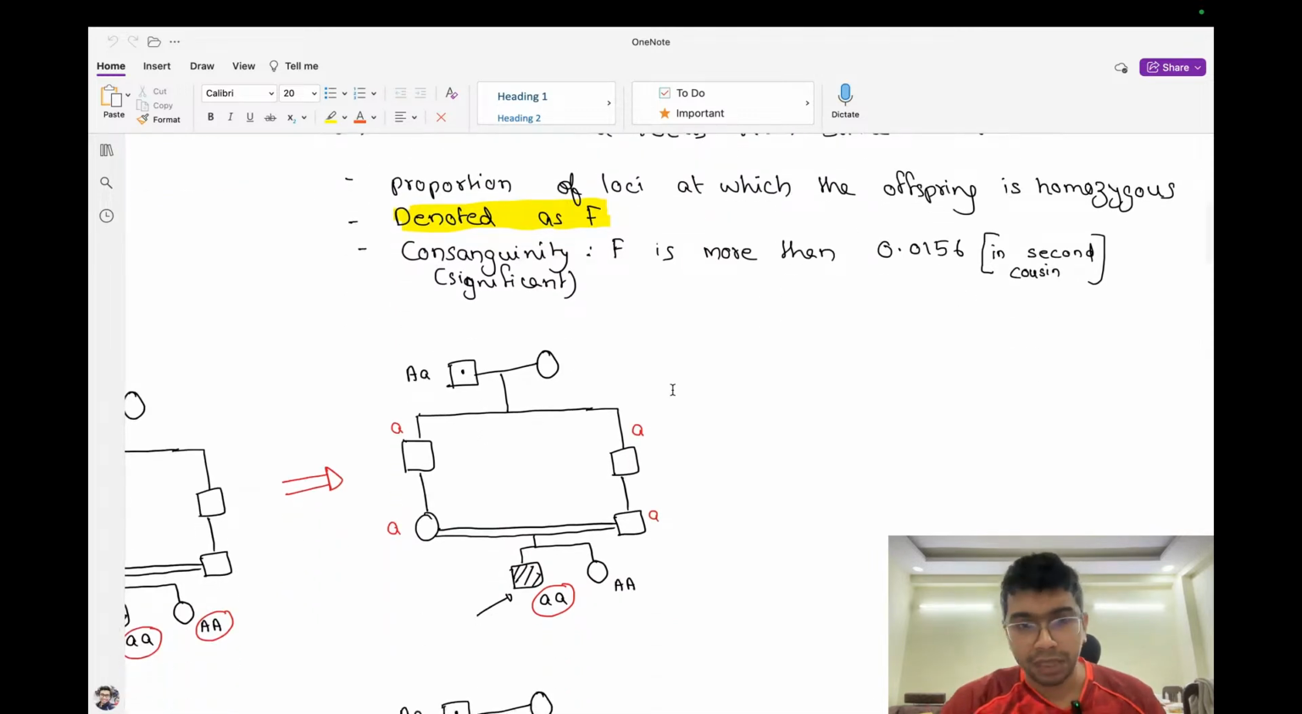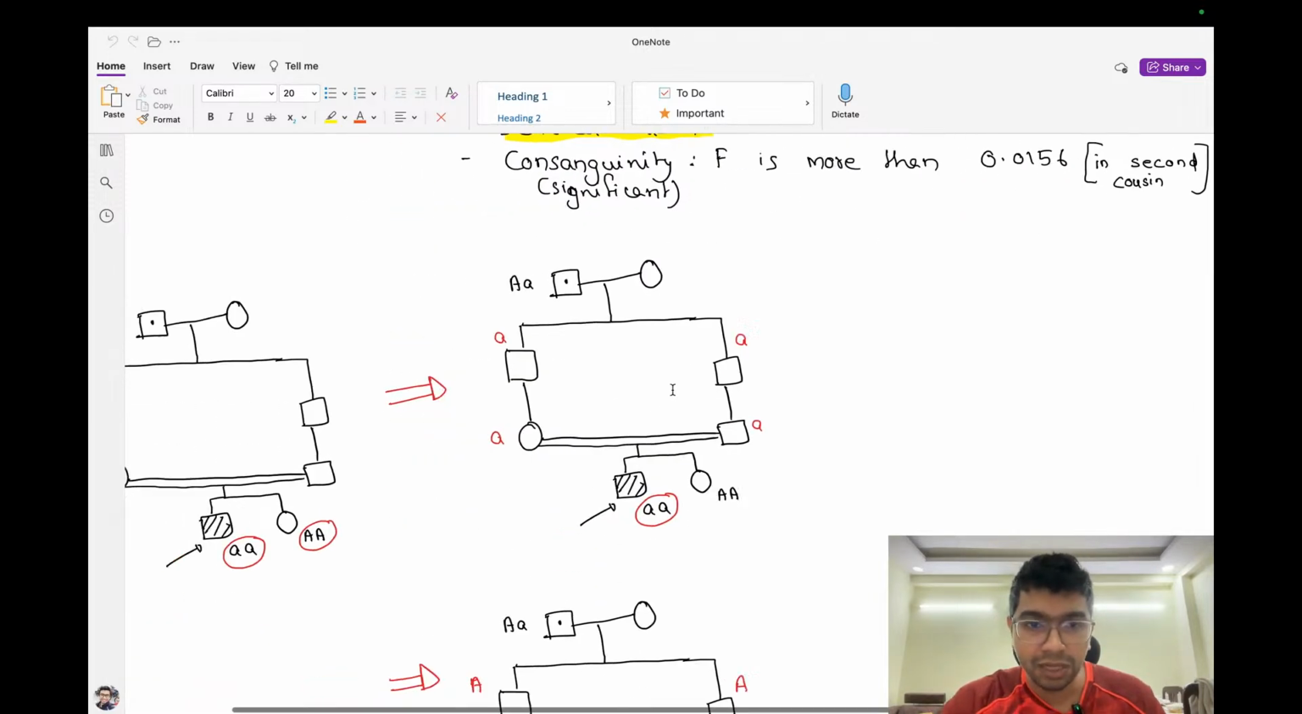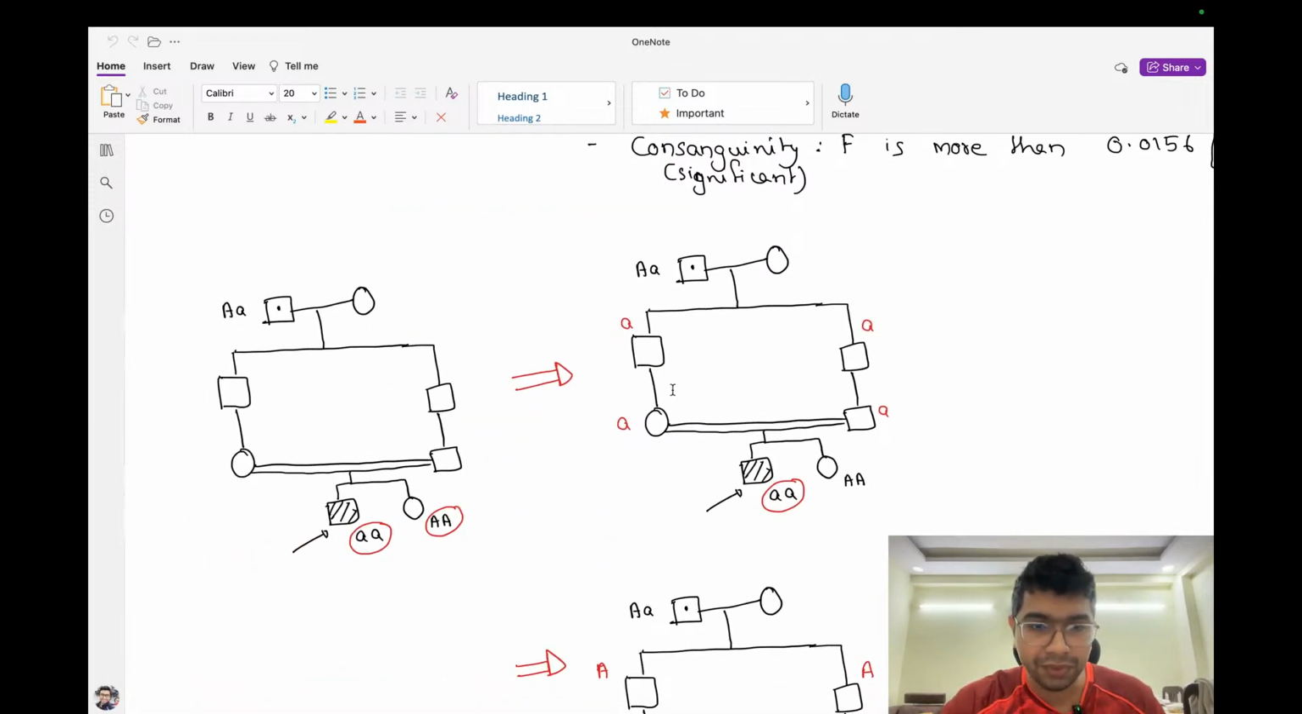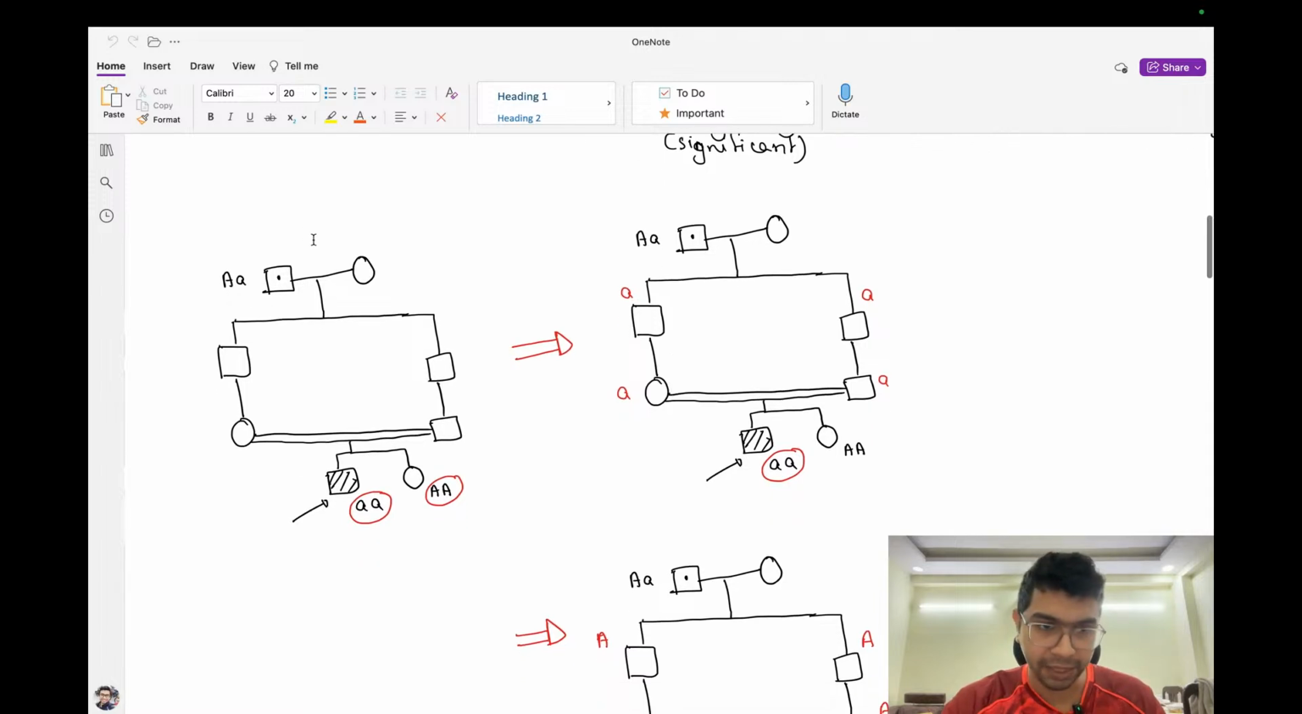And we define consanguinity if the F is more than 0.0156, that is second cousins. I will explain all these values and how they are derived. So let me explain what the inbreeding coefficient is with this pedigree. These are the grandchildren, parents, and this is a male. This is his sibling, another male.